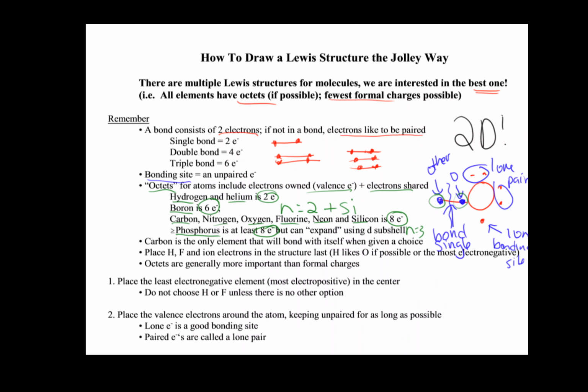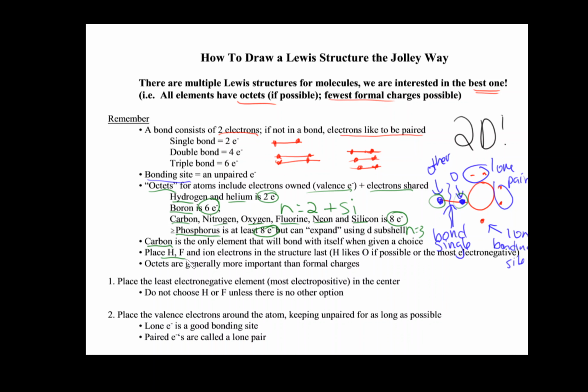All right, another unique thing, carbon is the only element that will bond to itself quite willingly when given a choice. Any other element, if there is another choice, they will not bond with themselves. Carbon is very unique that way, and that leads to a whole area of chemistry called organic chemistry.